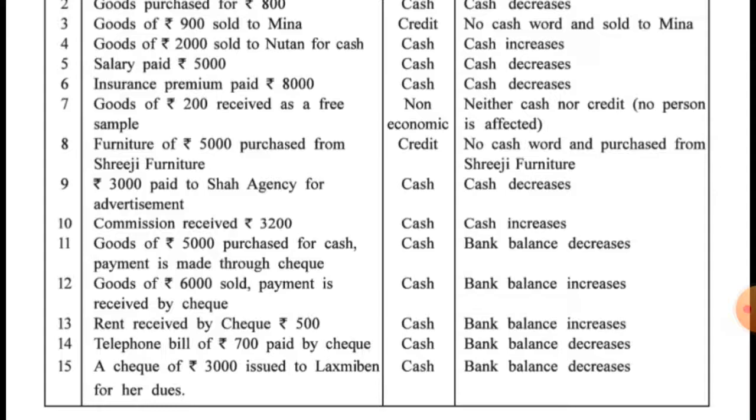So now we are making the payment of the previous dues. Our cash balance would decrease, our bank balance would decrease, because we have made the payment through check. So it is a cash transaction and our bank balance would decrease by rupees 3000.